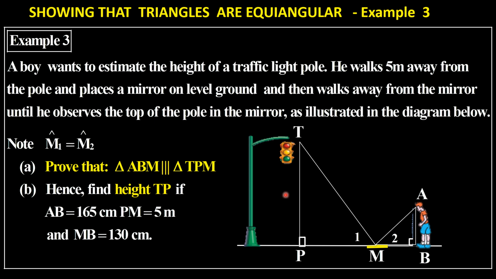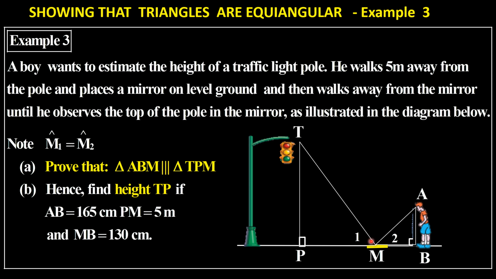Let's look at this situation here. A boy wants to estimate the height of this traffic light pole. He wants to estimate how high that pole is. Now, to be able to do that, he's not going to actually measure the pole. It's very high, he won't be able to measure it, but he's going to make use of some mathematics and trigonometry to help him here. He moves away from the pole. He moves 5 meters away from the pole, and he places a mirror on the level ground.